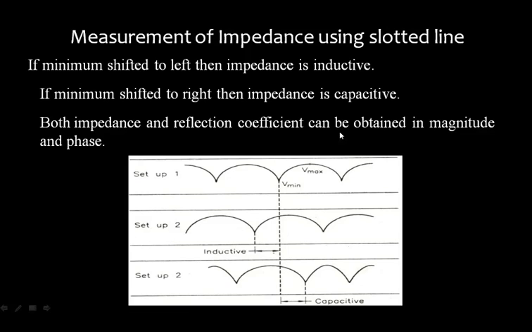And by taking the ratio of maximum by minimum, Vmax by Vmin, you can comment on the magnitude of that particular voltage standing wave ratio. So both impedance and reflection coefficient can be obtained in terms of the magnitude as well as in the phase by using the slotted line method. The third method is the measurement of impedance using reflectometer.